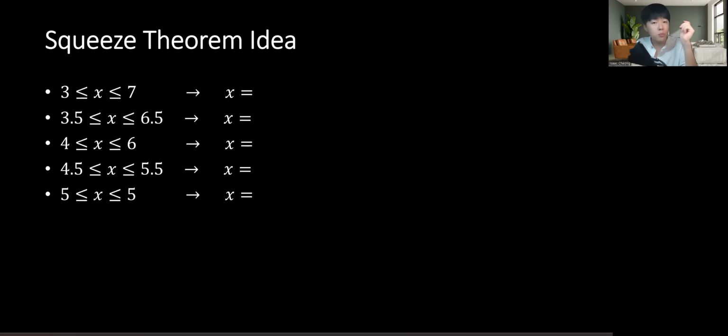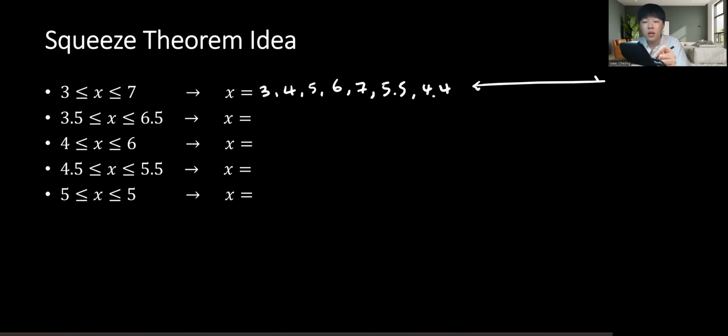Then our possible value of x has to be between 3 and 7, including the 3 and 7, right? So the possible values will be something like 3, 4, 5, 6, 7, even 5.5 or 4.4, right? If you look at the number line, number 3, number 7, between them, every number in that range is a possible value for x, right?